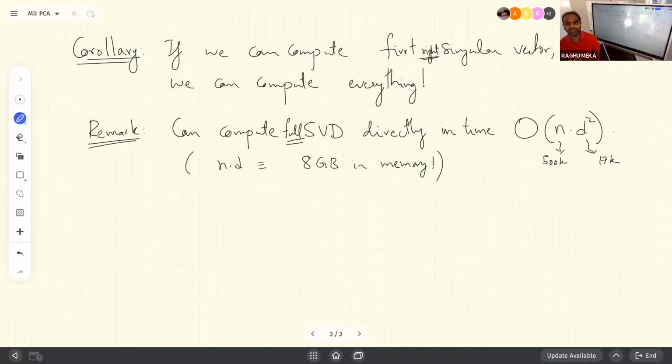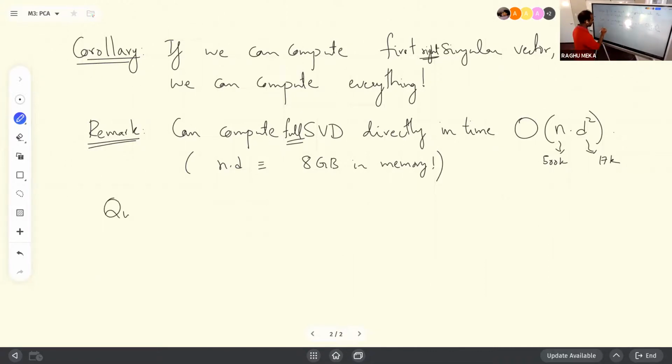Maybe all I need is the top 20 singular vectors. I don't care about computing the full SVD where I write down X equals U sigma V transpose, but I want to compute just the top 20 singular vectors. Can I do that without having to compute the entire 17k by 17k singular vectors and so on?